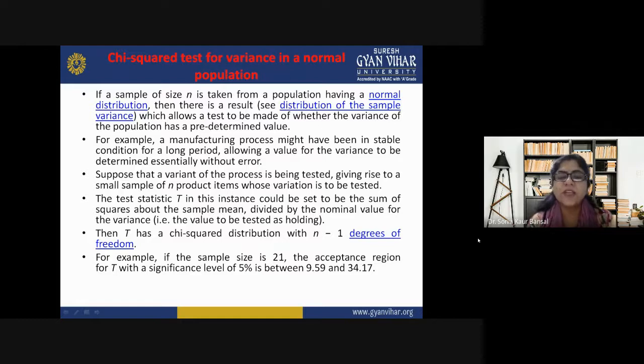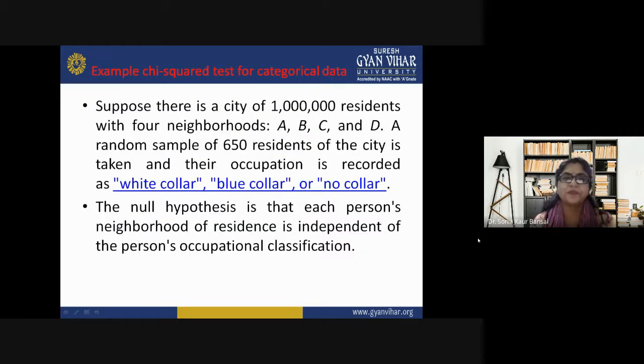So for example, if the sample size is 21, the acceptance region for T with a significance level of 5% is between 9.59 and 34.17.